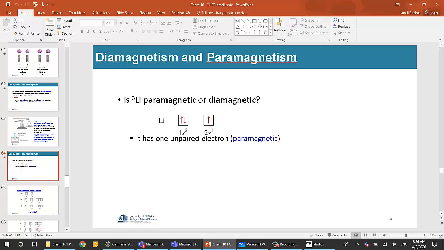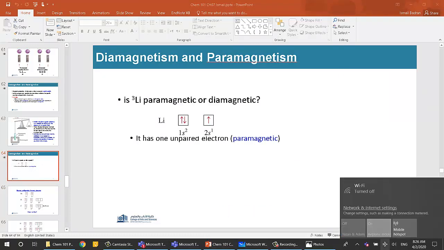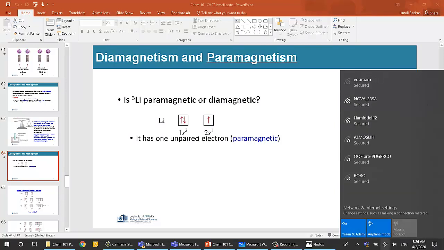So this is now a few examples of electronic configuration for some atoms.